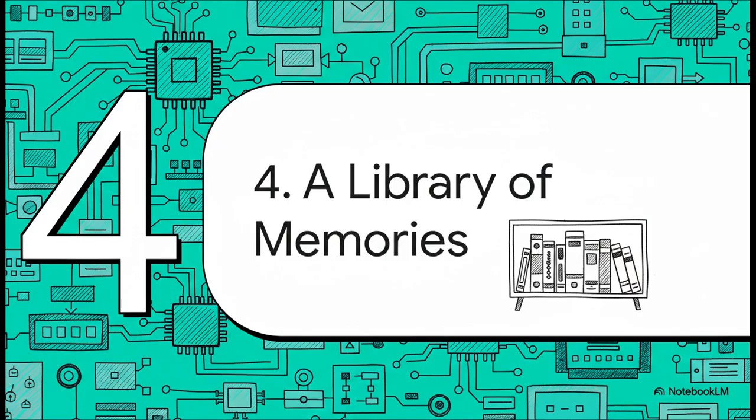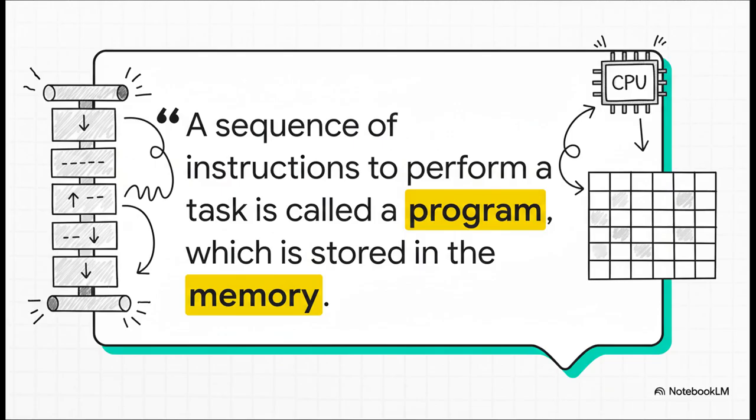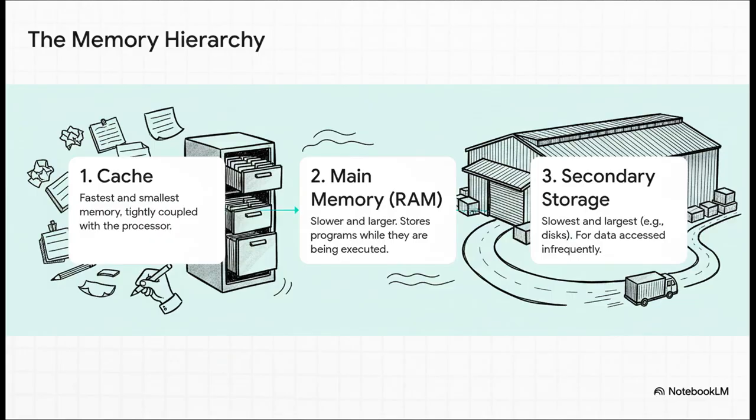So, our foreman has the instructions, and the workshop is ready to go. But where are those instructions and all the data they need to work on actually stored? For that, we need to visit the computer's library, its memory system. And this is such a crucial point. Every app you use, every piece of software, it's just a program. And a program is just a long, long list of instructions. That whole program has to be stored in the computer's memory, so the CPU can get to it, read it, and execute it. But here's the thing, not all memory is created equal.